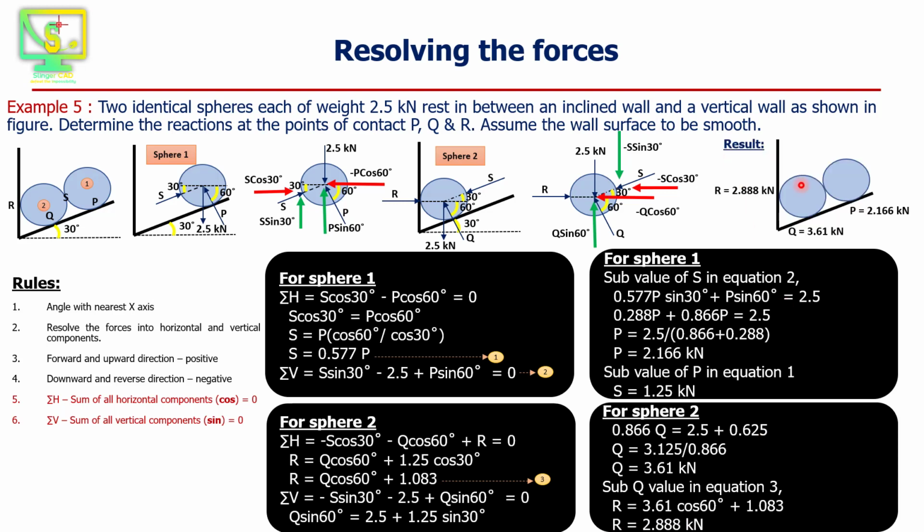Now draw the result drawing, which is P is equal to 2.166 kilonewton, Q is equal to 3.161 kilonewton, and R is 2.888 kilonewton.